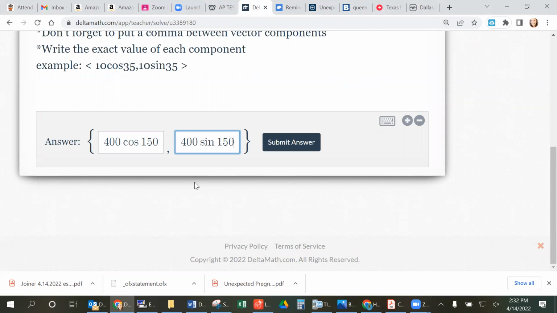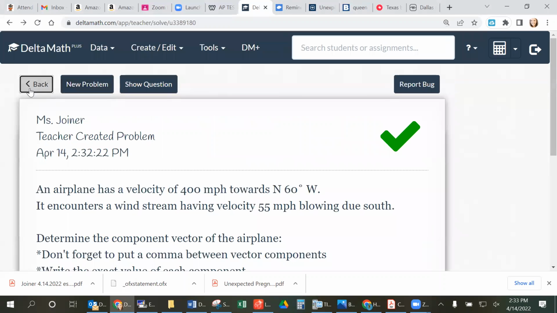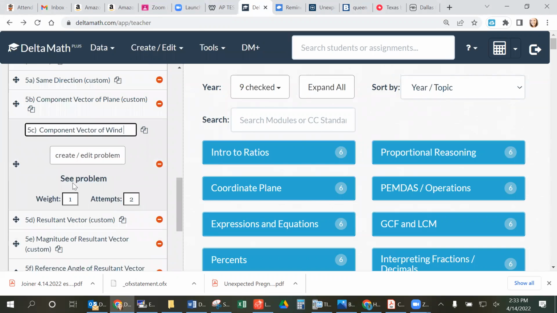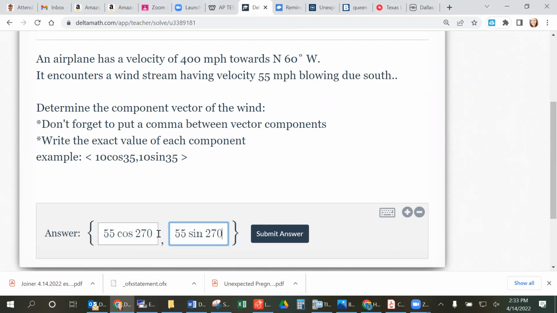We're not going to put it in the calculator yet because it's only asking us right now to write the vector for the airplane. What are they going to ask us next? For the vector of the wind. Exactly right. So once you have this typed in, we're going into part C. Now it's going to ask me for the vector for the wind. Okay, and the vector for the wind, how fast is it going? 55, and it's going perfectly south. What angle is perfectly south? So it'd be 55 cosine 270, 55 sine 270.